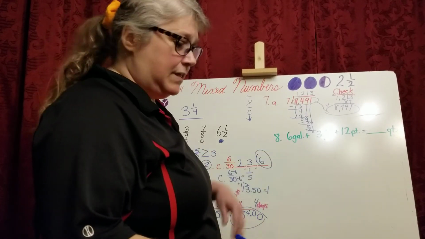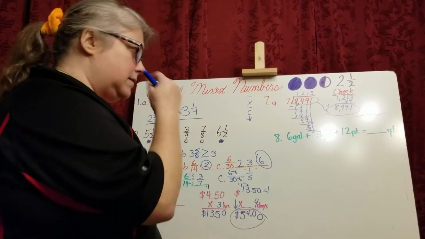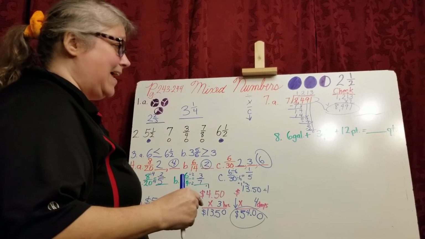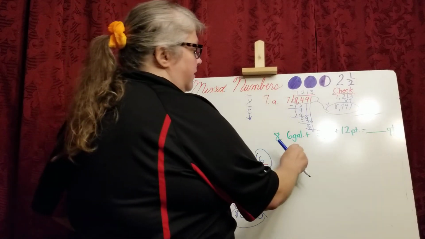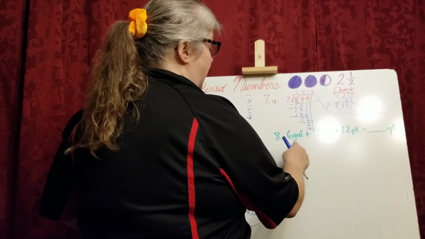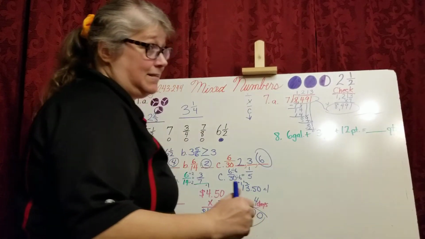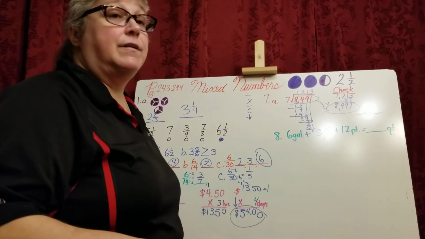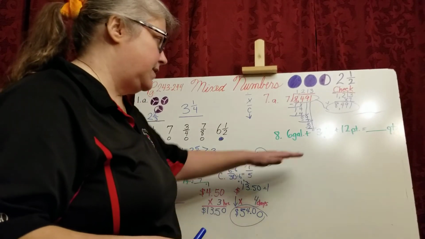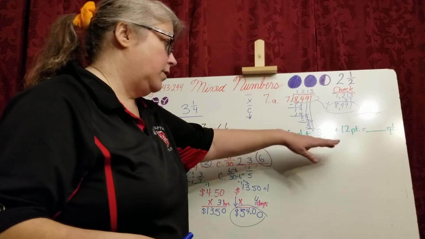Now, I want you to see this one. We're going to do 8 together too, because 8 is tricky. We're going to have, notice this, 6 gallons plus 3 quarts plus 2 pints. So here we have gallons, quarts, and pints. So we have 3 different measures, 3 different types of container measurements, our liquid measures, gallon, quart, and pint.